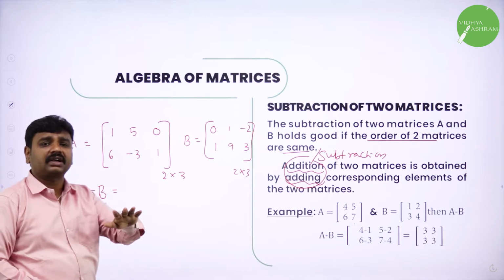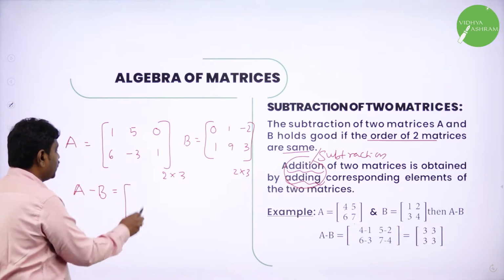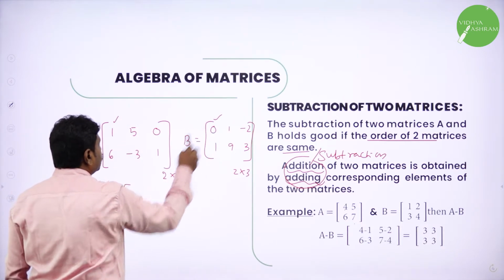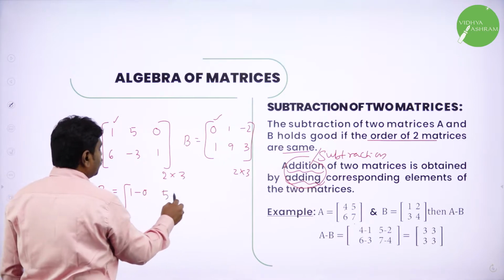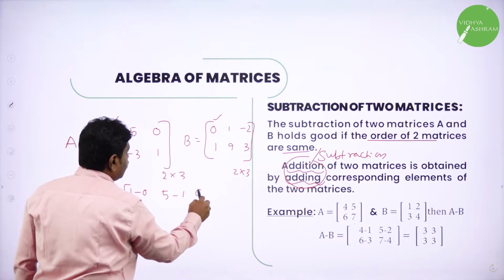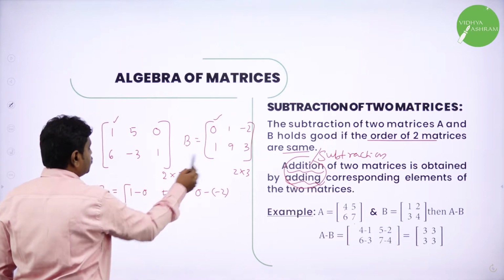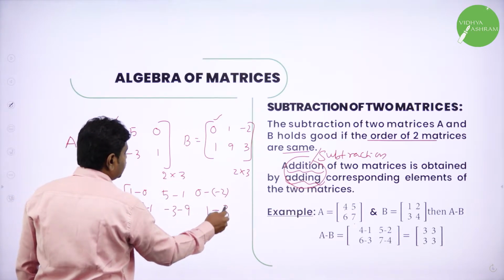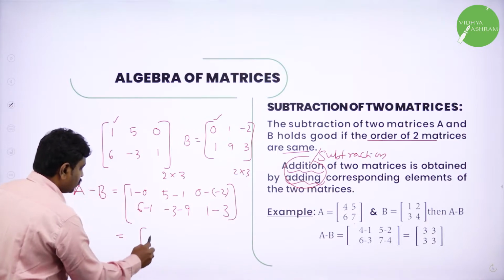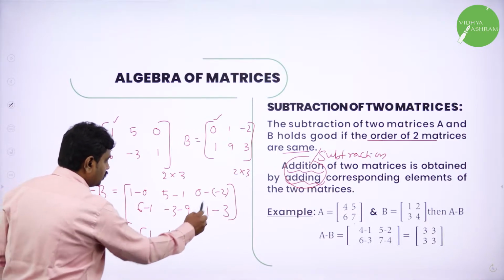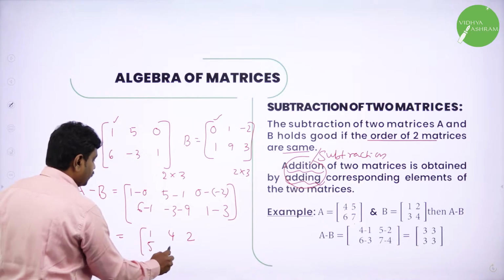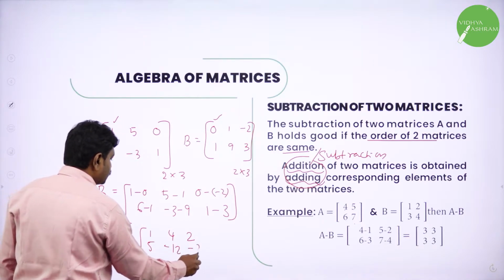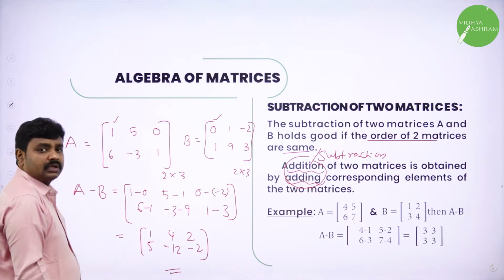Therefore, I can subtract. How to subtract? Subtract corresponding elements. First element with first element. 1 minus 0, 5 minus 1, 0 minus minus 2, and 6 minus 1, minus 3 minus 9, 1 minus 3. Then 1, 4, 2, 5, minus 12, minus 2. Now we have done it.